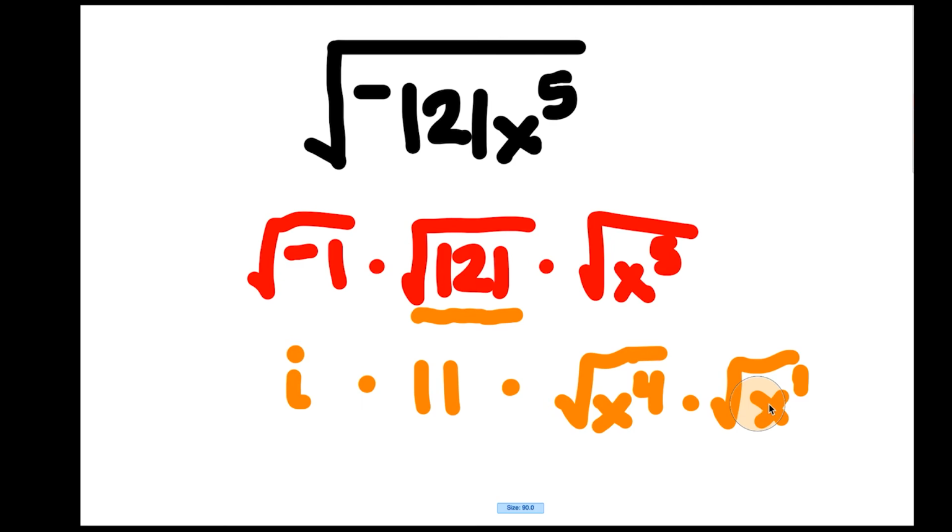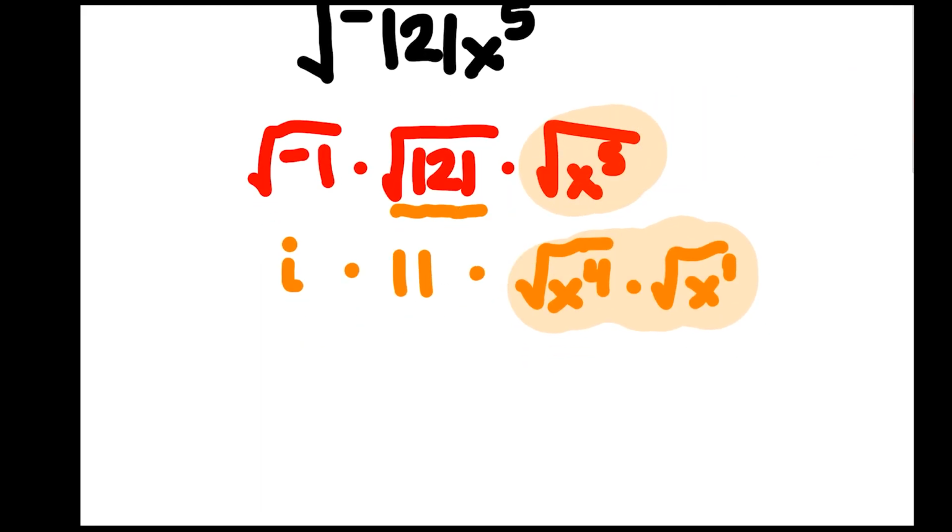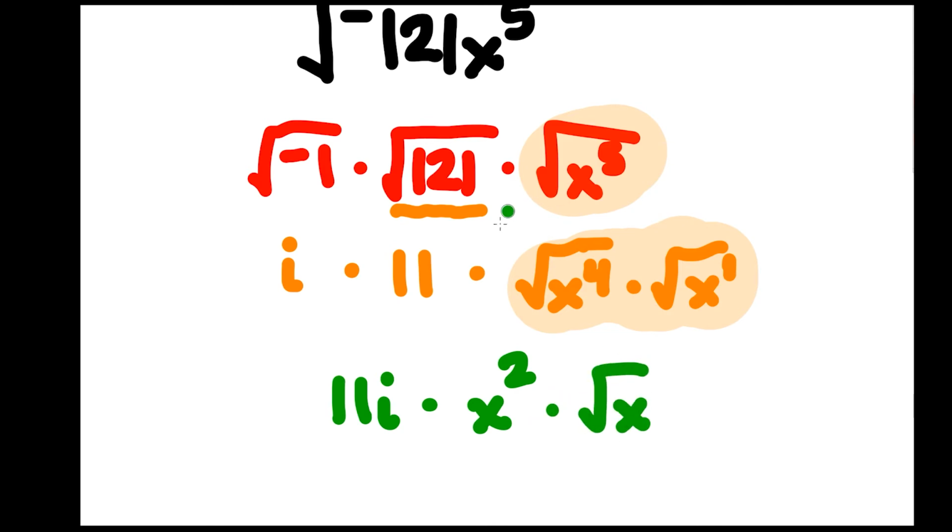And just to show that more visually, I'm going to highlight it. This thing that I just highlighted in orange is equal to this thing that I just highlighted in orange. Okay, I do want you to see that. Okay. Keep going here. The i times 11 is going to be 11i. The square root of x to the 4th is just x squared. So that's x squared. x squared times x squared is x to the 4th. So the square root of x to the 4th is x squared times the square root of x.